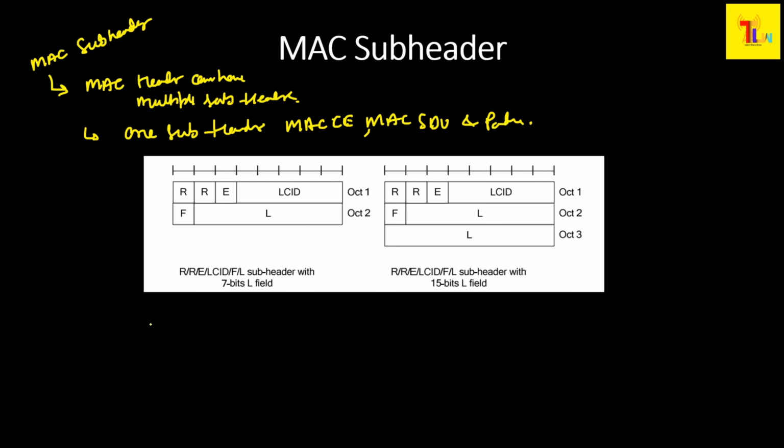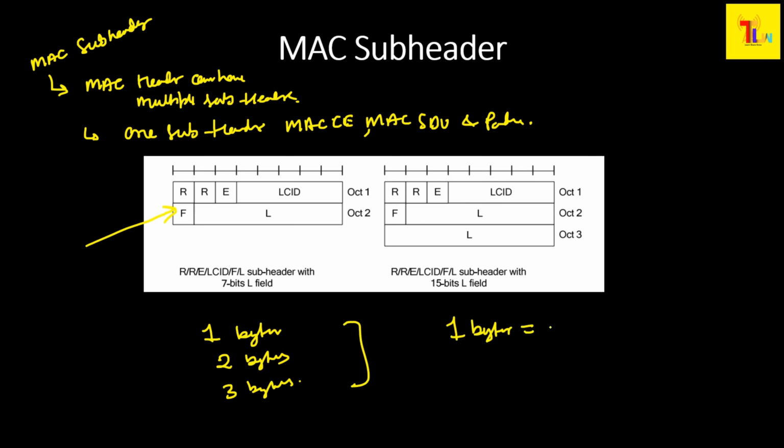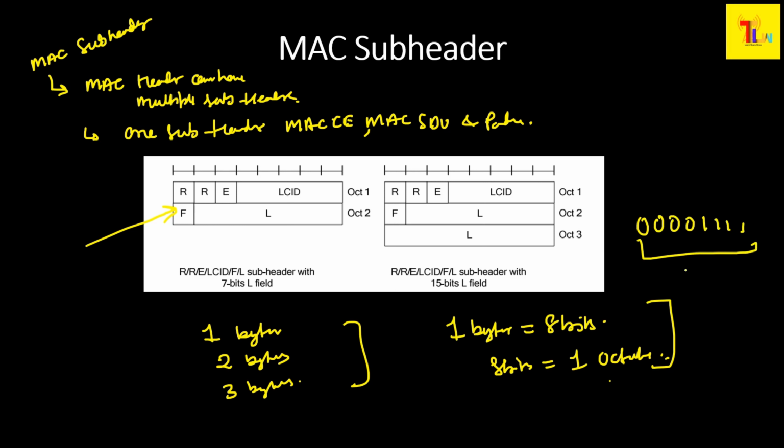Whenever we talk about the size of the subheader, it can be 1 byte, 2 bytes or 3 bytes in length. 1 byte is equal to 8 bits, and 8 bits we can also call 1 octet. For example, 0000 1111 is what we call 1 octet.